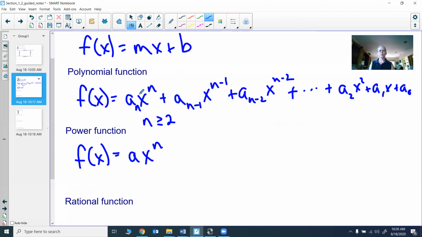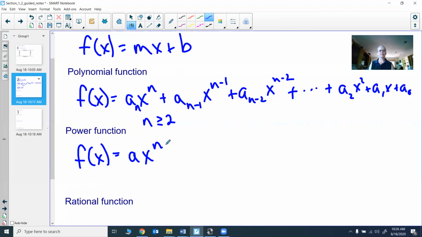All right, so these are all going to be integers. Polynomial functions, all your powers are integers. With a power function, your powers don't have to be integers. The only thing n can't be is... actually, n can be anything, sorry. So this is known as a power function.